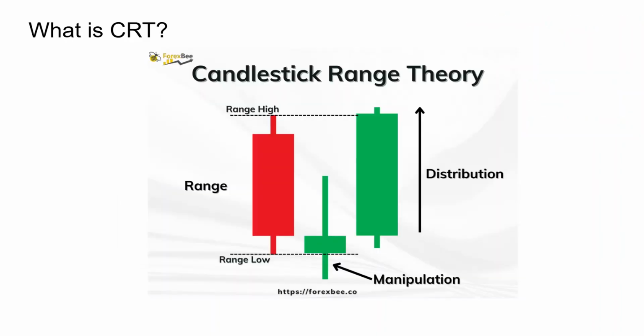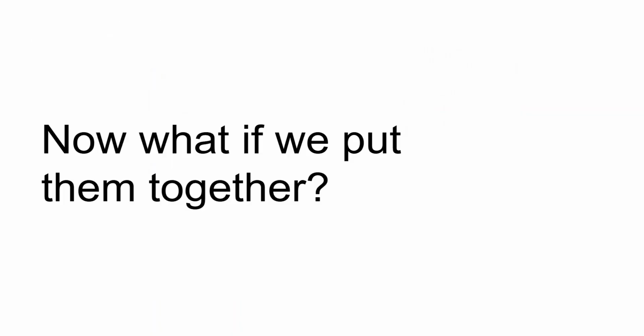So when we combine this with the candle range theory, and of course, what is that? Obviously, every candle is a range, and it's a 2 or 3 candlestick pattern whereby we have a range candle, a manipulation candle, and then a distribution candle. Our focus being this third, distribution candle. We're looking to trade this price action after these two candles have already played out. So what happens when we combine the two of these concepts together?